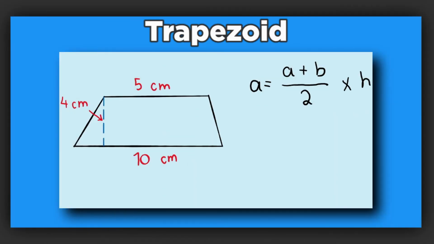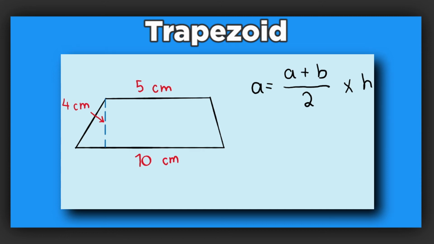So now we are going to find the area and perimeter of the trapezoid. First, we are going to start with the area. The formula for the area of trapezoid is area is equal to A plus B divided by 2 times height. So the side A in this shape is 5. So we are going to replace A with 5. Side B in this shape is 10. So we are going to replace B with 10. Our height in this shape is 4. So we are going to replace H with 4.